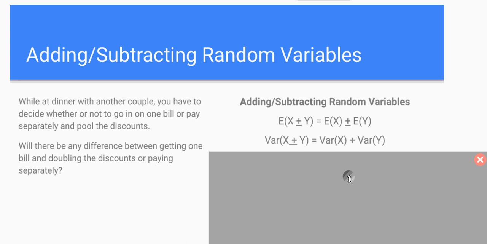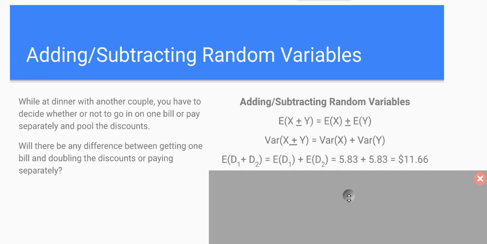Now take a look at that. The variance of X, either the sum or the difference, we always add the variances. We never subtract variances. That's one of the key ideas in this. We never, ever, ever subtract variances. We only add variances.